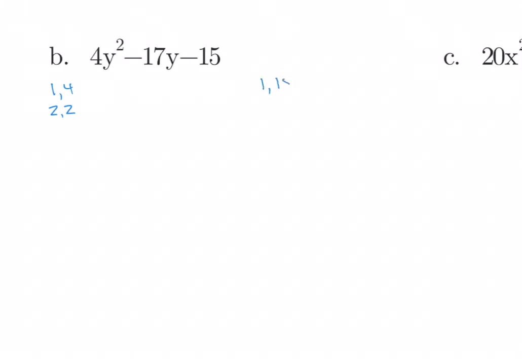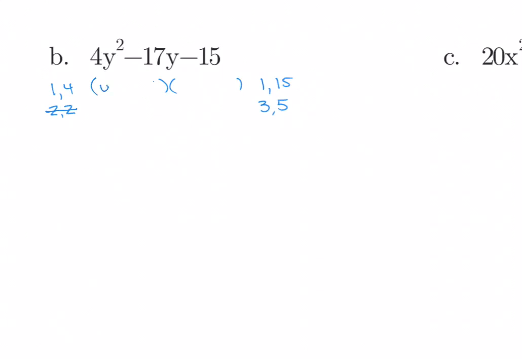15, we get 1 and 15, and 3 and 5. Okay, so for this problem, let's see if we can rule anything out right off the top. We are trying to combine to an odd number. I do not want 2 even factors. So I'm going to get rid of my 2 and 2. All right, so that makes this problem a lot easier.